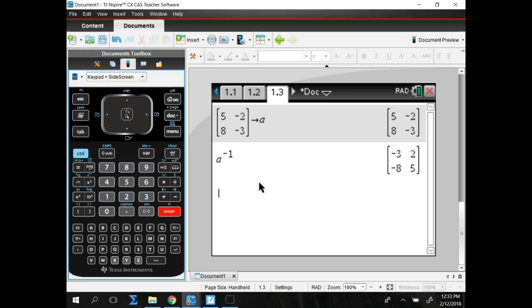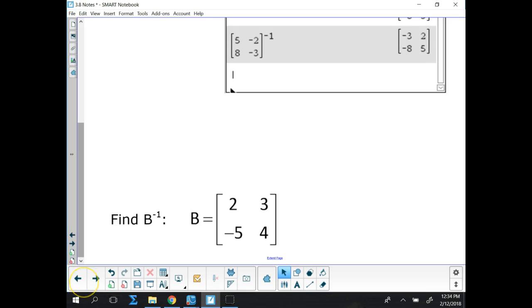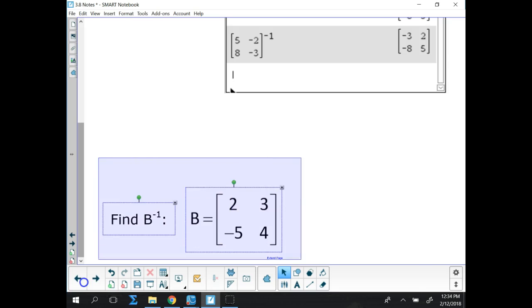Option number 2 on the calculator is you simply just type in the matrix. Okay? You just type in the matrix as it is, and you take that matrix to the -1 power. And you get the same thing. Okay? So that's the way you find the inverse on a calculator. Using your calculator now, find me the inverse of matrix B.